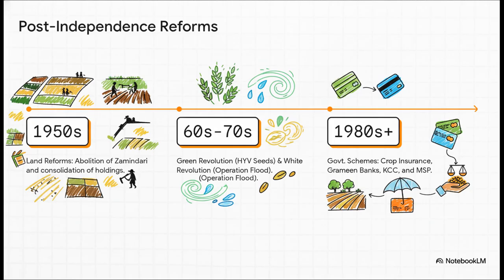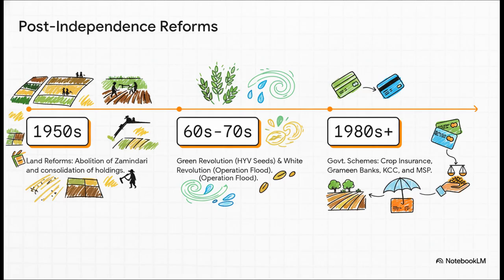Right after independence in the 1950s, the government focused on land reforms like abolishing the zamindari system. Then came the 1960s and 70s, a really big period. We had the Green Revolution, which brought in high-yielding variety or HYV seeds and made us self-sufficient in food. And we also had the White Revolution, also known as Operation Flood, which was all about increasing milk production.